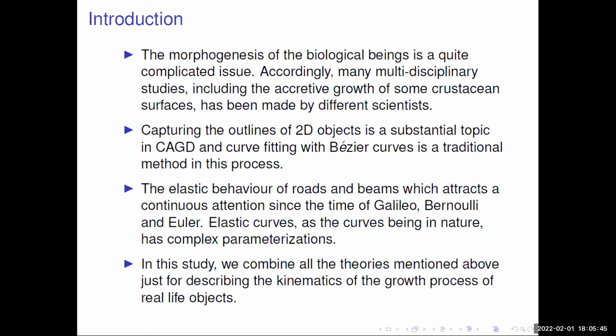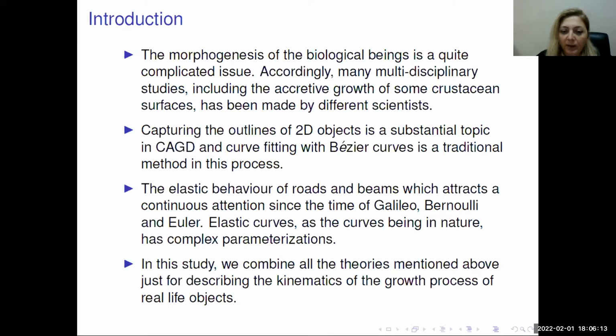The morphogenesis of biological beings is a quite complicated issue. According to many multidisciplinary studies, including the accretive growth of some crustacean surfaces, has been made by different scientists. Capturing the outlines of 2D objects is also a substantial topic in computer-aided geometric design, and curve fitting with Bézier curves is a traditional method in this process.